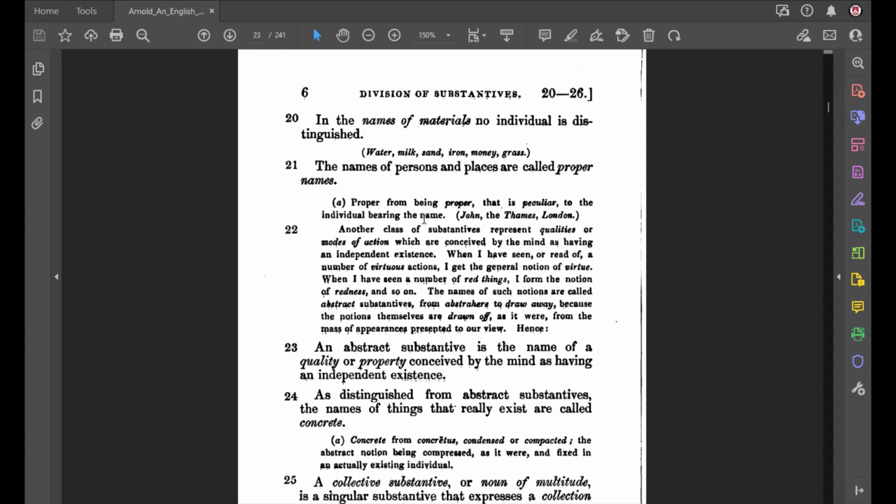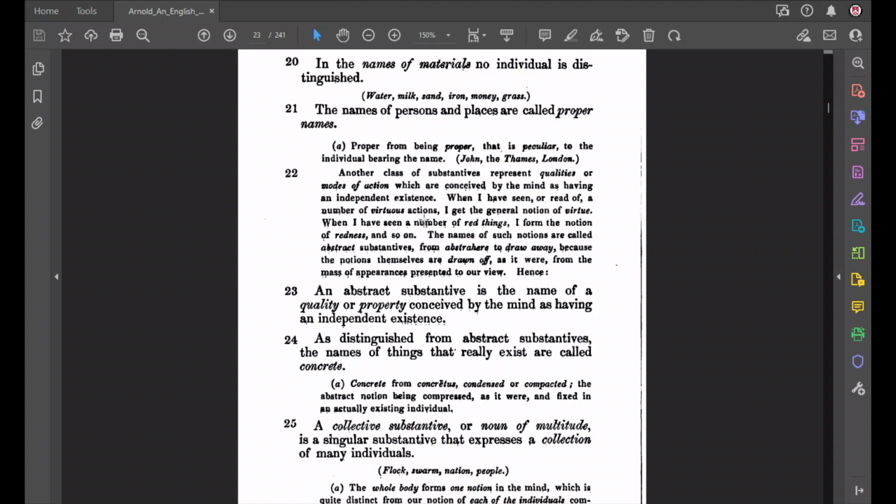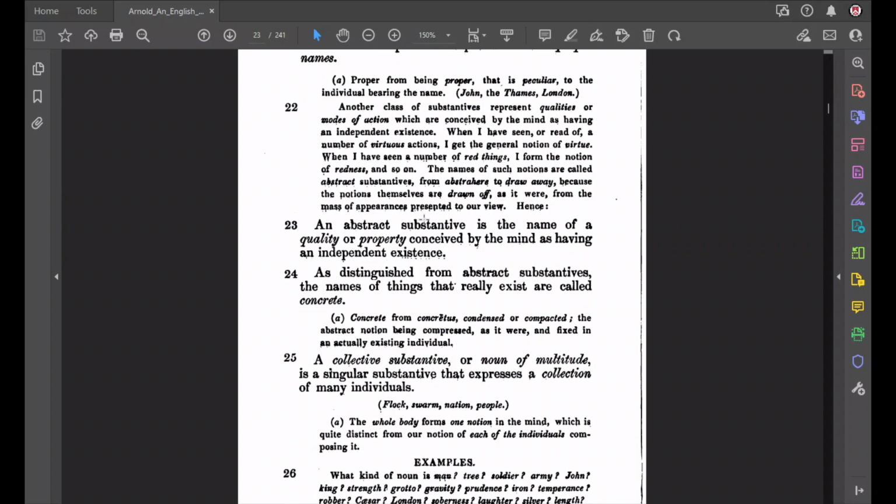We learned about common nouns and proper nouns. That was the first division of nouns. We then learned a second division of nouns. We learned about abstract nouns and concrete nouns. We said an abstract substantive is the name of a quality or property conceived by the mind. An abstract substantive noun is the name of a quality or a property conceived by the mind.